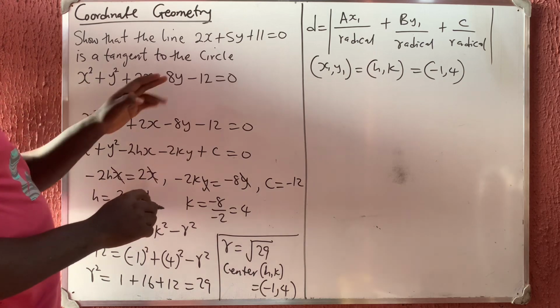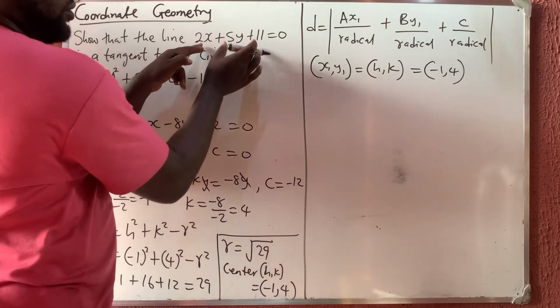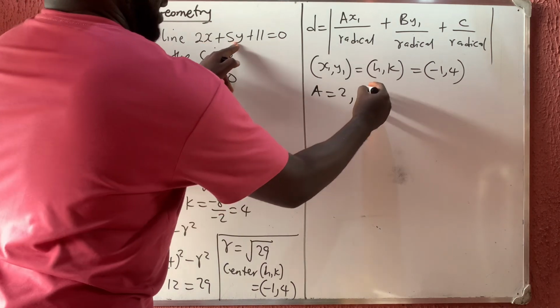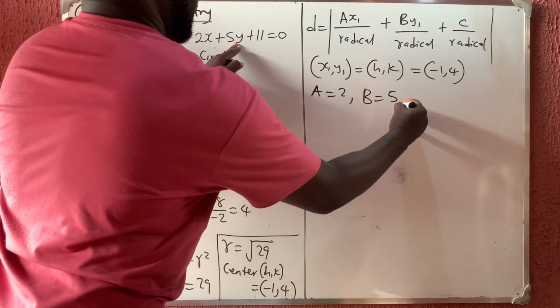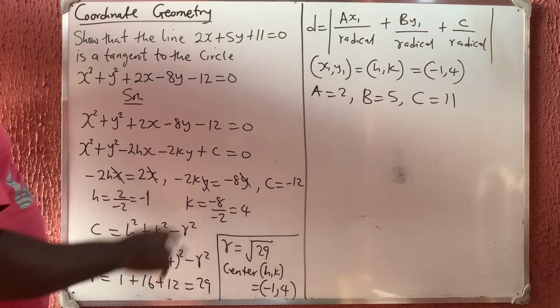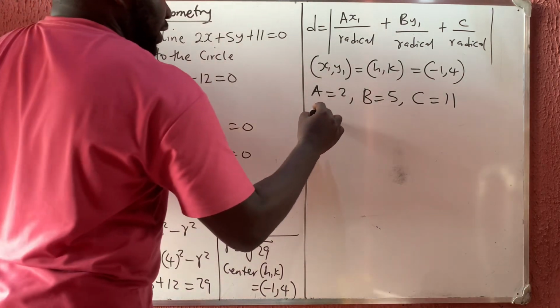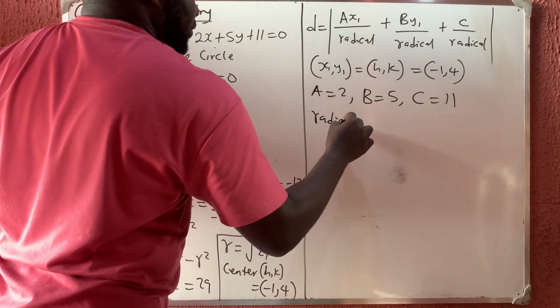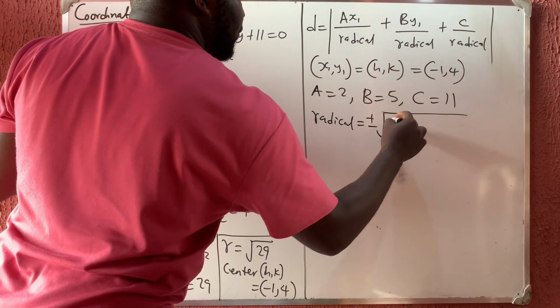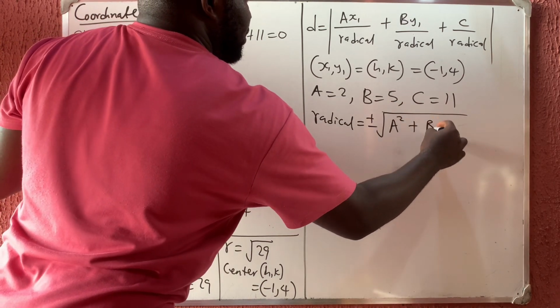Then your a, b, and c come from this equation. So a is the coefficient of x here. My a is 2 and my b is 5. Then my c is 11. You see, it's not difficult. So let us now get our radical. The formula for radical is given by plus or minus the square root of a squared plus b squared.